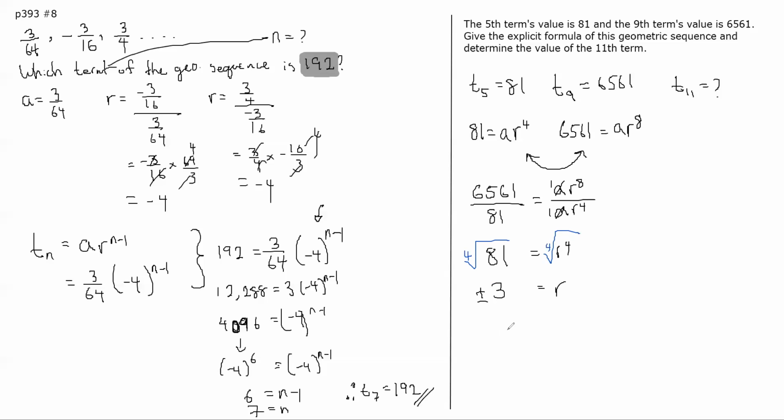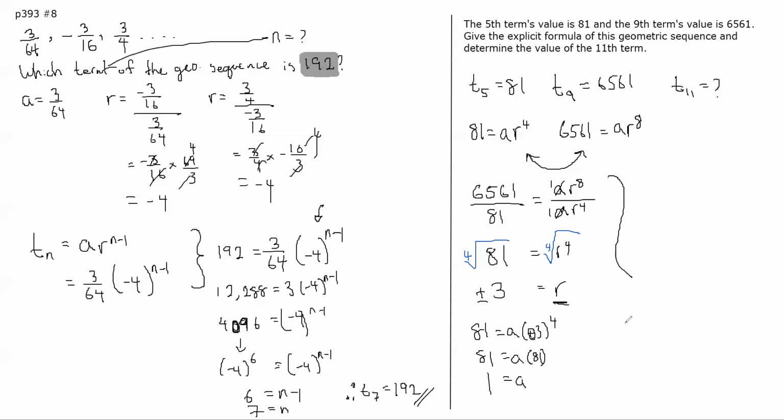All right, so what's the 11th term? I'm jumping the gun. Since I found r, I need to find a. 81 is equal to a times positive or negative 3 to the power of 4, which is the same as a times 81. a is equal to 1. And you will see that if I did the positive 3 or negative 3, you'll get the same answer.